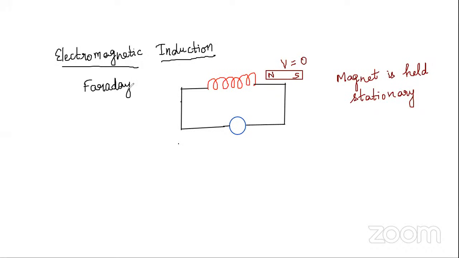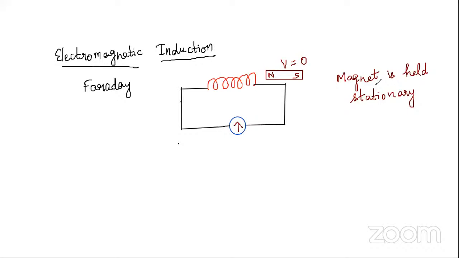Initially Faraday found that when you bring a bar magnet close to the coil but you are not at all moving the bar magnet, just bringing it near the coil and keeping it stationary, the galvanometer does not show any deflection. The galvanometer does not show any deflection when the magnet is held stationary.